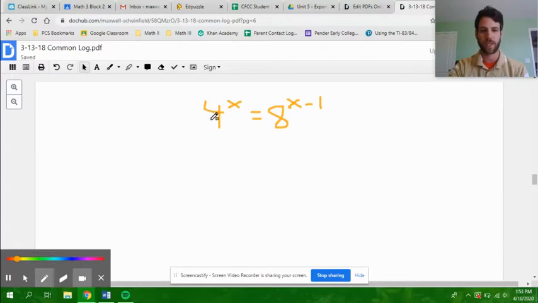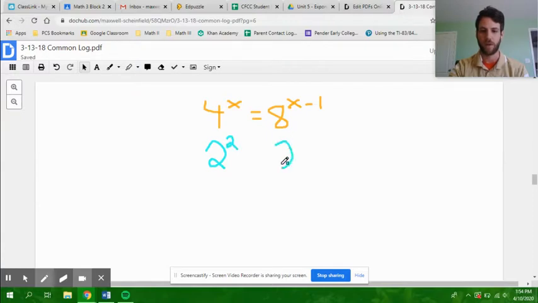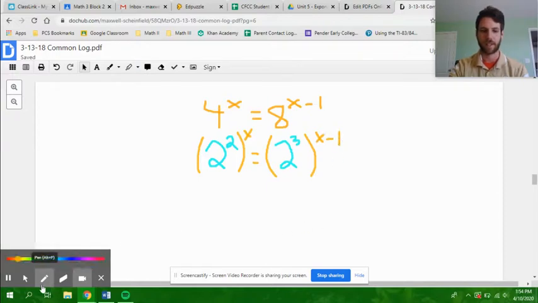So we're going to replace the 4 and the 8 with 2 to a power that would give us that result. So I can replace the 4 with 2 squared and the 8 with 2 cubed. And then the rest of the problem would stay the same. So I would have an x as an exponent over here still, and I would have an x minus 1 as an exponent on the right side.